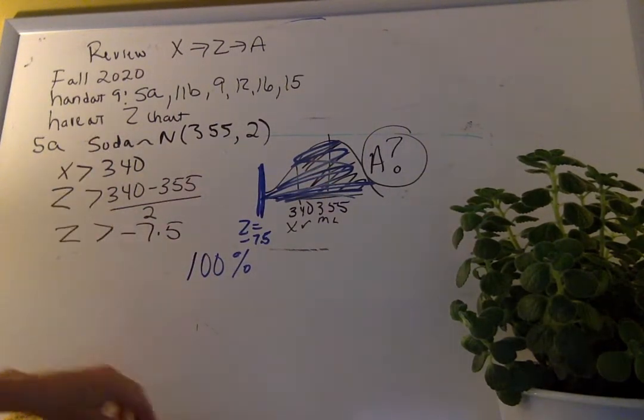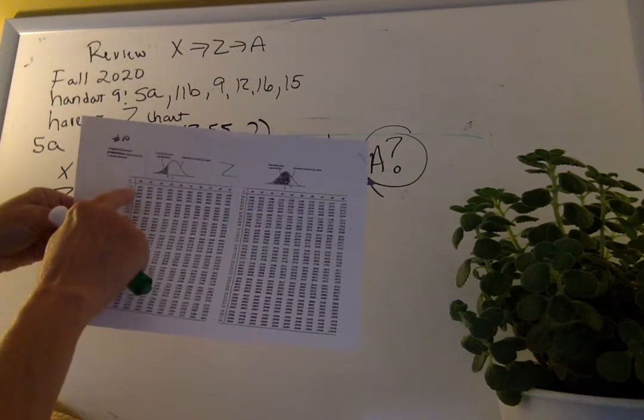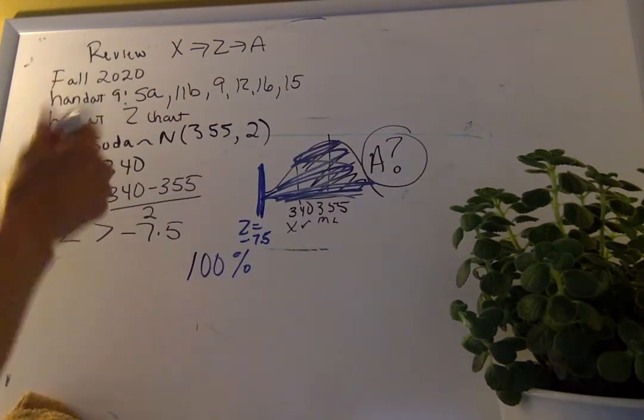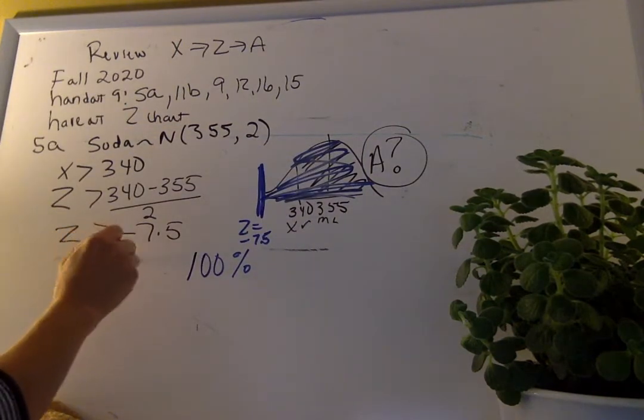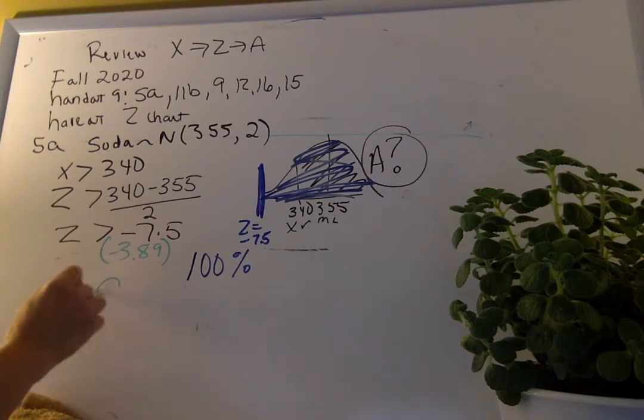Let's do it a different way. You cannot look up negative 7.5 on your Z-chart, right? The smallest number you can look up is negative 3.89. So I'm going to just put that in parentheses. You can go look up negative 3.89. When you look that up, you will see 0.